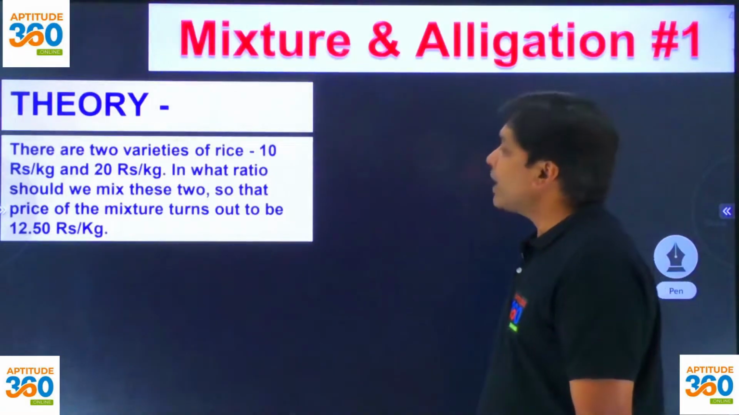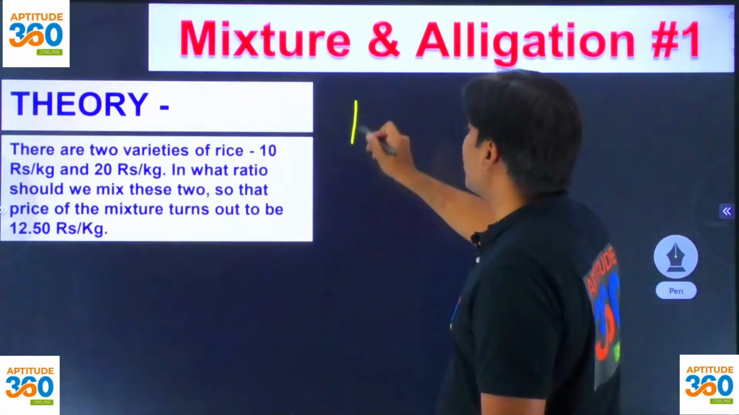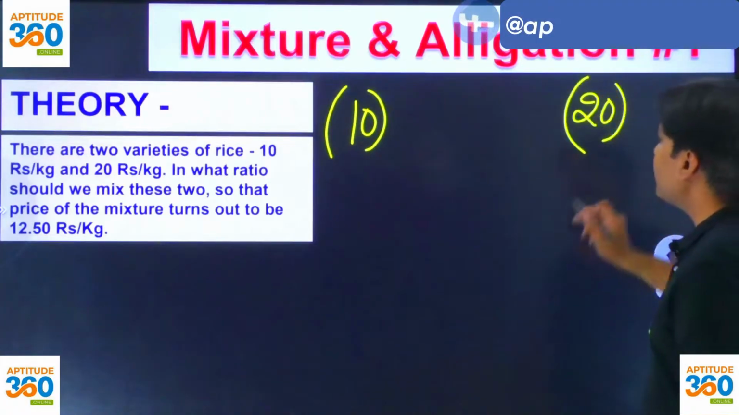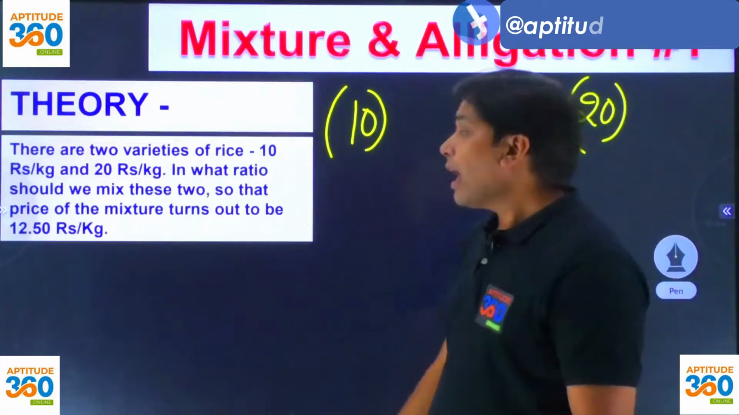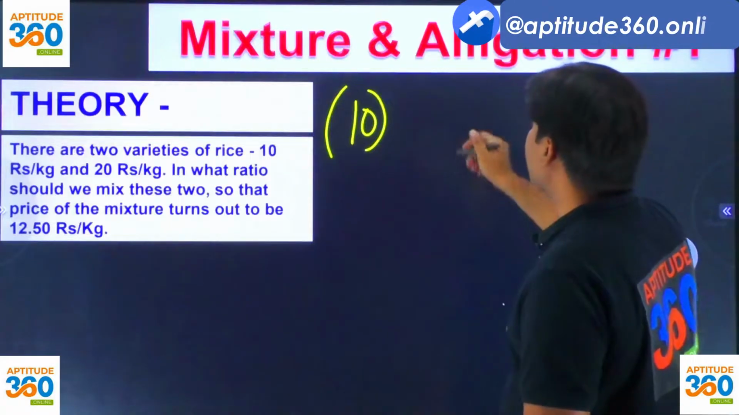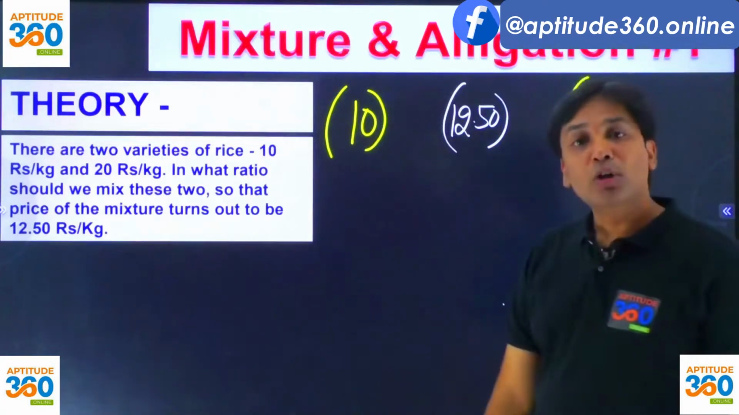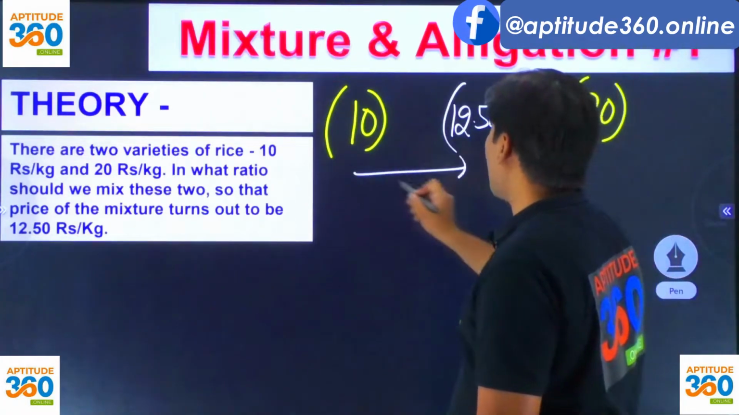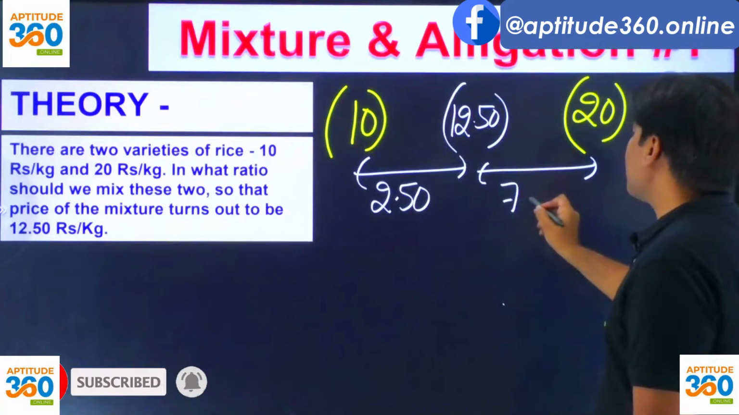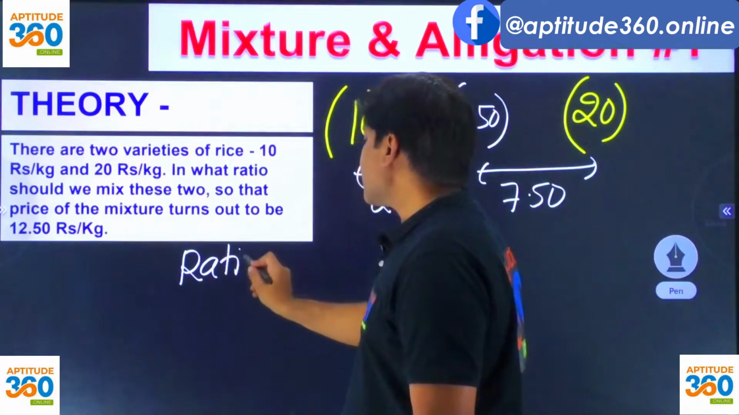It says that there are two varieties of rice, 10 rupees per kilogram and 20 rupees per kilogram. Every time I am taking these two varieties, 10 rupees per kilogram and 20 rupees per kilogram, the gap between them is 10. And what is that they are asking you? They want you to find out in what ratio you should be mixing them so that price of the mixture comes out as 12.50. So what is the gap here? How much is the gap here? 2.50. And how much is the gap here? It is 7.50.